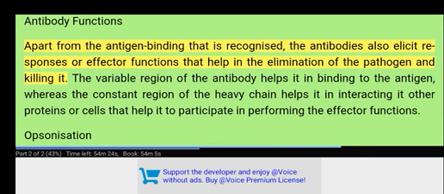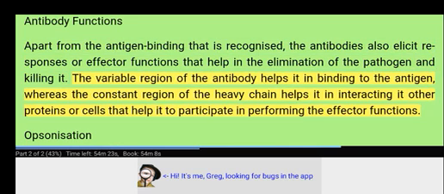Apart from the antigen binding that is recognized, the antibodies also elicit responses or effector functions that help in the elimination of the pathogen and killing it. The variable region of the antibody helps it in binding to the antigen, whereas the constant region of the heavy chain helps it in interacting with other proteins or cells that help it to participate in performing the effector functions.